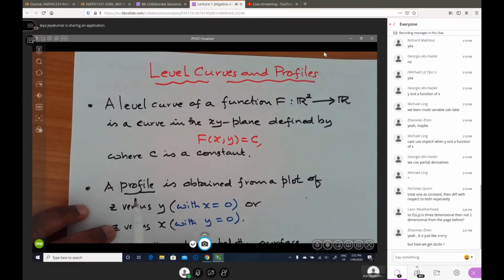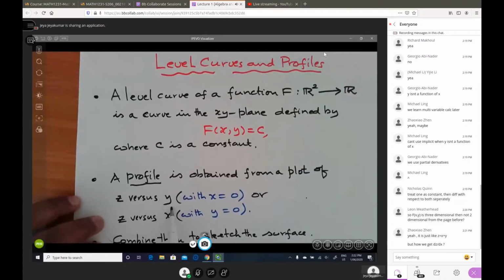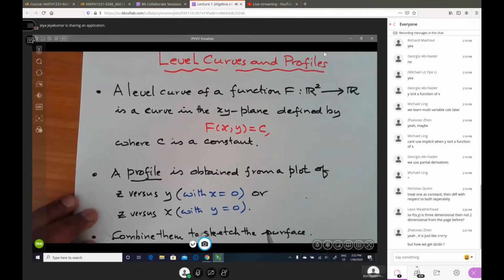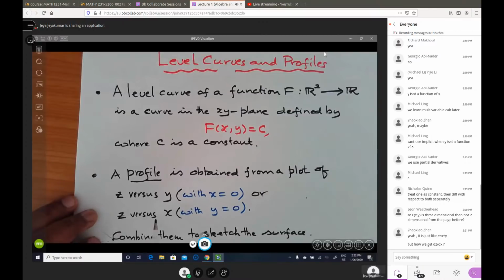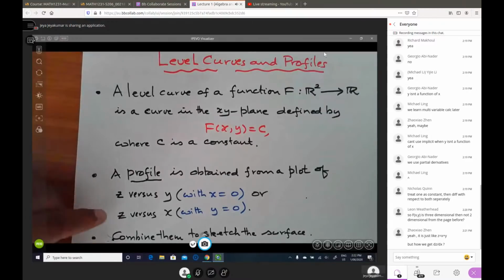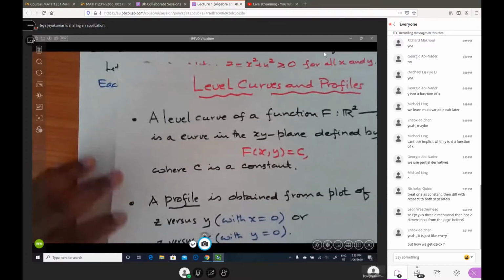And the profile is obtained from the plot of z versus y. That gives you, for example, when x equals 0, the yz profile gives you the intersection of the surface with the yz plane. We can also look at the profile z versus x with y equals 0 and combine them to sketch the surface. Okay, we will look at some simple examples of how this can be done. First, we need to sketch level curves and then look at the yz profile, the xz profile, and combine them to sketch the surfaces. Okay, here's the first example.